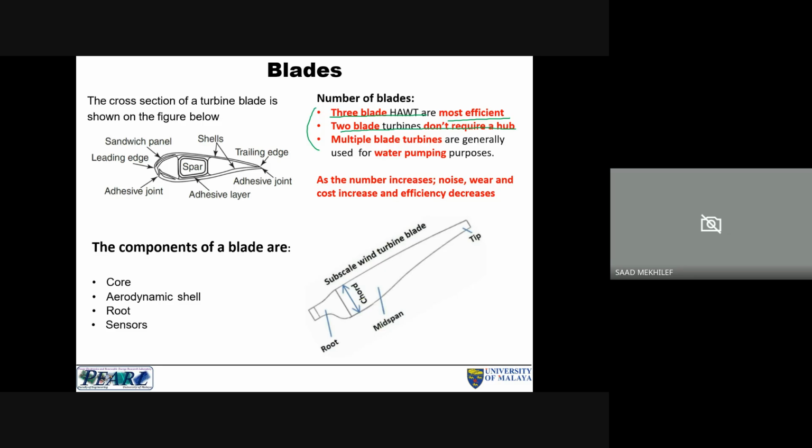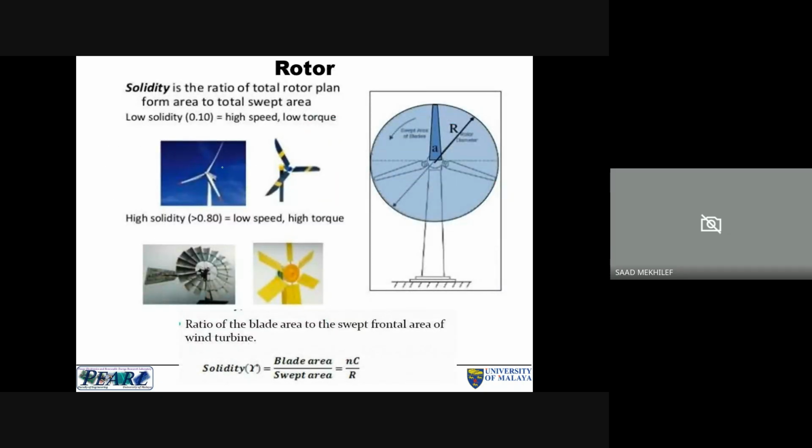Okay, and sometimes we have more than 3 blades; multiple-blade wind turbines are generally used for water pumping because they have very high torque. And as the number of blades increases, noise, wear, and cost increase, and the efficiency decreases. So these are the trade-offs. But as I say, typically 3 wind blades are the most efficient and the most commonly used configuration inside the wind turbines. Okay, so yeah.